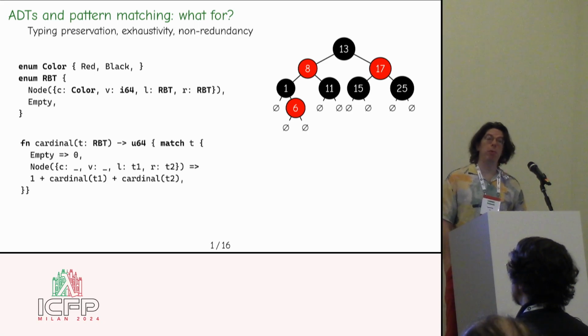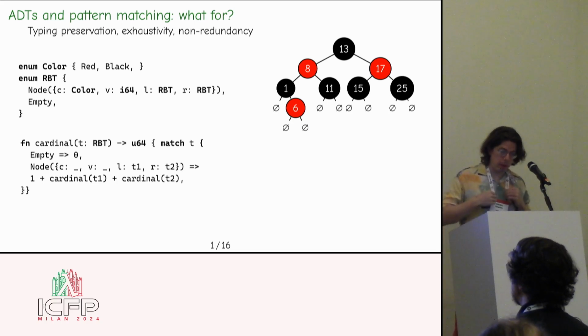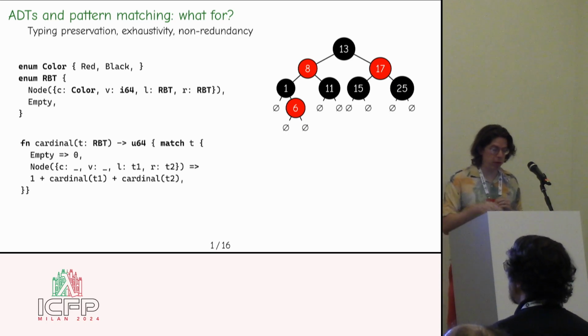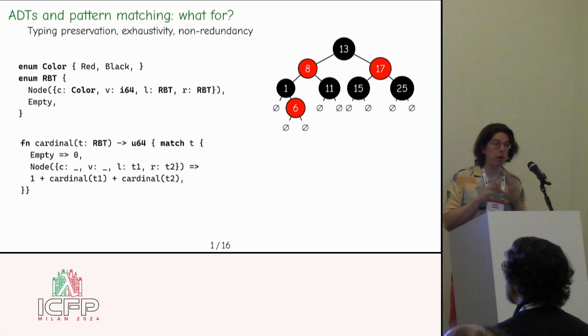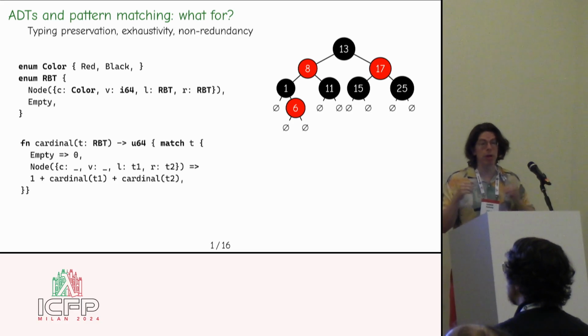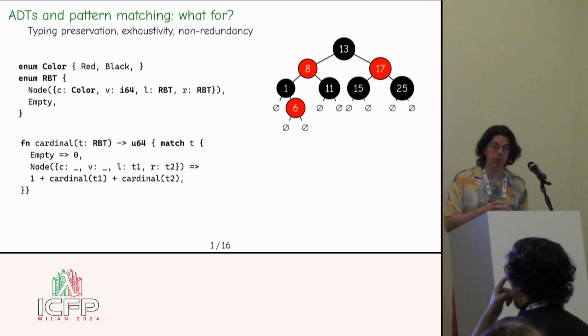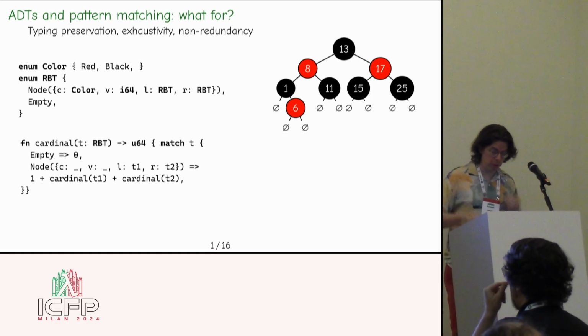The nice thing about algebraic data types is that we can write pattern matching. We have this cardinal function here, which is simply a case analysis. Either it's empty and it's 0, or it's a node and we can count the subterms. And with some nice typing, we can check lots of properties, including, for instance, exhaustivity, non-redundancy, and so forth. This is very nice.